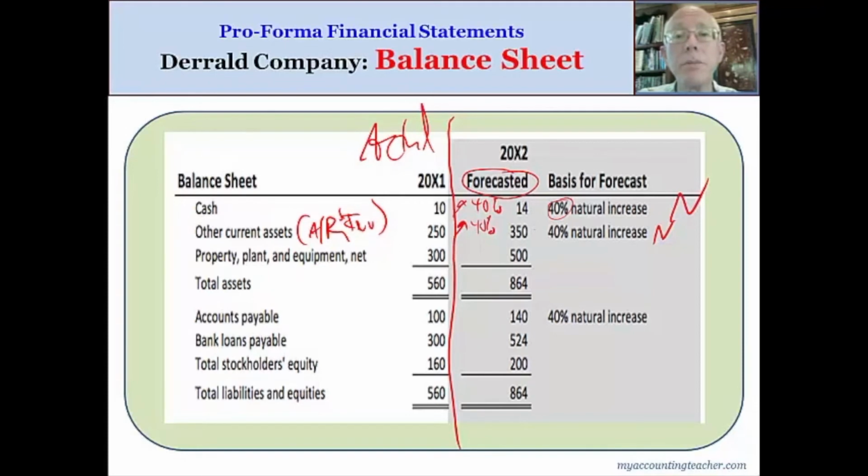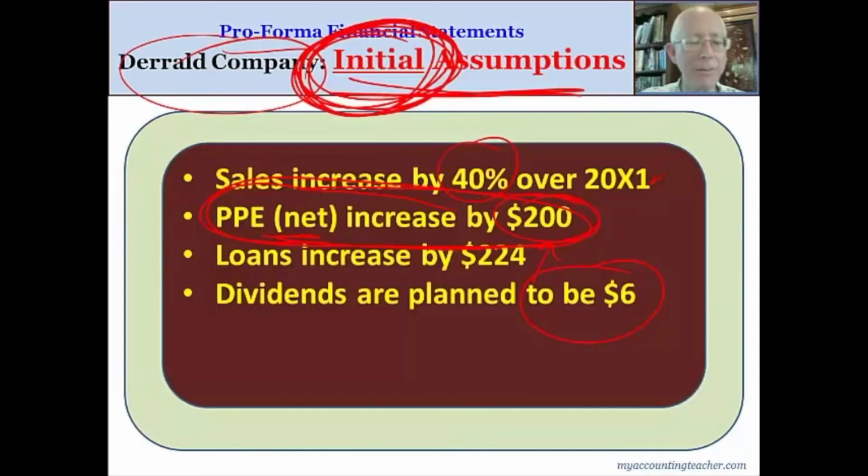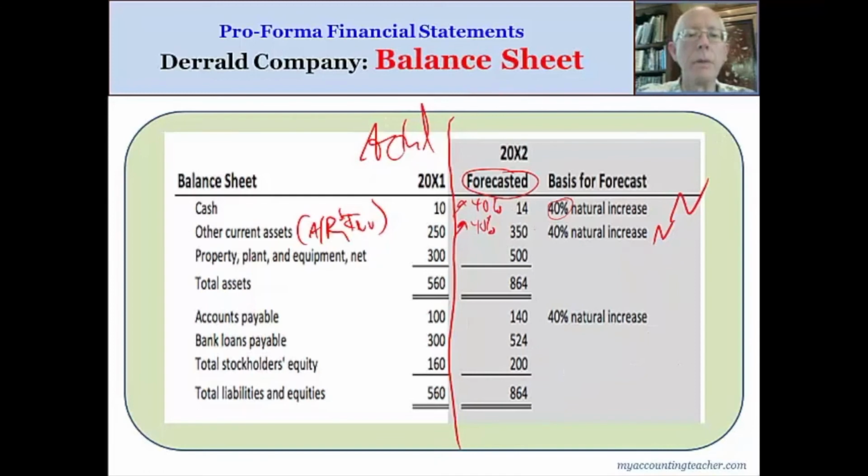Property, plant, and equipment. Sales go up by 40%. Property, plant, and equipment going to naturally just go up by 40%? No, I had to make a strategic capital expansion decision, and my property, plant, and equipment net is going to increase by 20. I keep circling this net. After I replace what depreciates, I'm going to increase over and above that. So take a look at this. My property, plant, and equipment net was 300. Some of that's going to depreciate next year. I'm going to replace that, and in addition, I'm going to increase my property, plant, and equipment net by 200. So it's going to go up to 500. That's going to be my property, plant, and equipment.